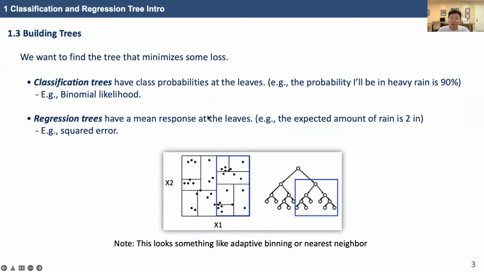As usual, we want to find a tree that minimizes some loss. For the classification trees, we have class probabilities at the leaves. For example, the probability of heavy rain is 90%. For the regression trees, we have a mean response at the leaves. For example, the expected amount of rain is 2 inches. So this figure shows a simple decision tree with X1 and X2 predictors.